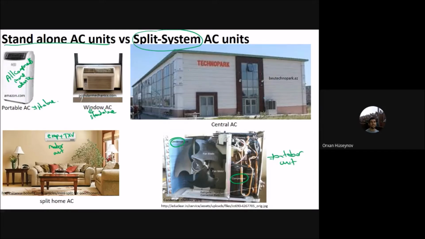Or it may be, for example, this central air conditioning system for the laboratory. For the central air conditioning system, you can see the central outdoor unit. Here you have the condenser and the compressor again. For the indoor unit, you may have the expansion valve as well as the evaporator.